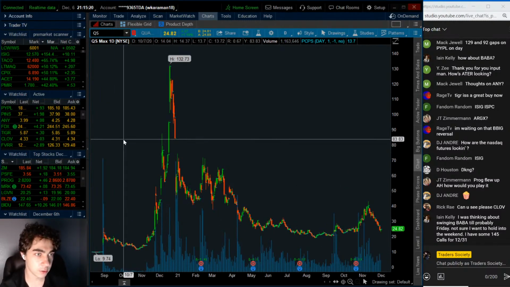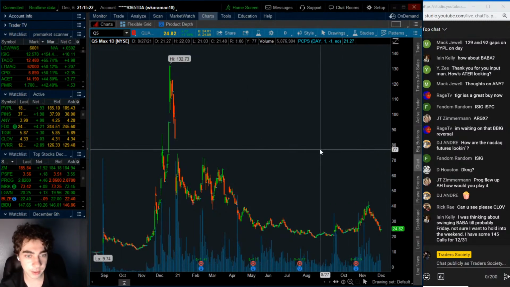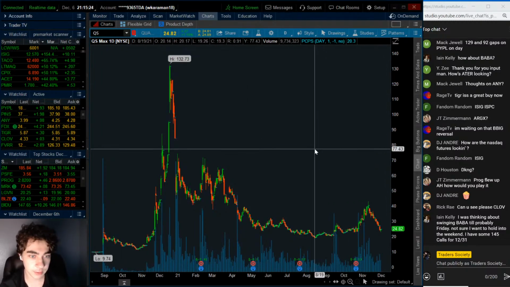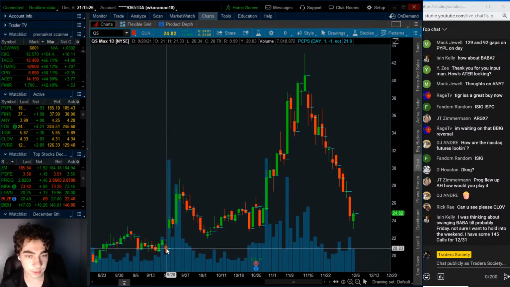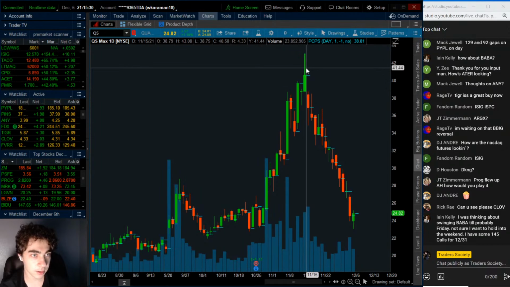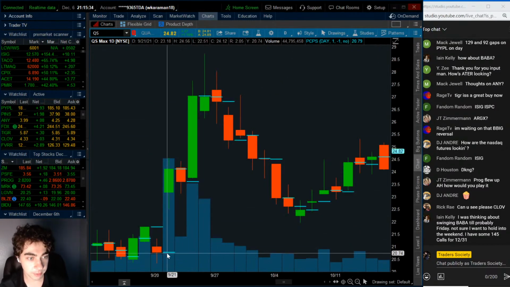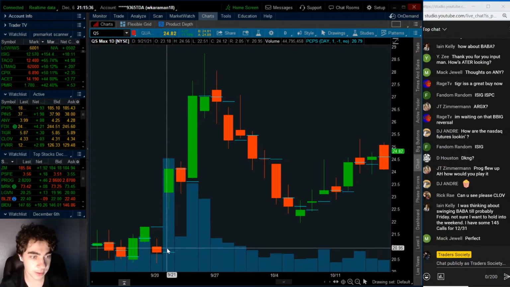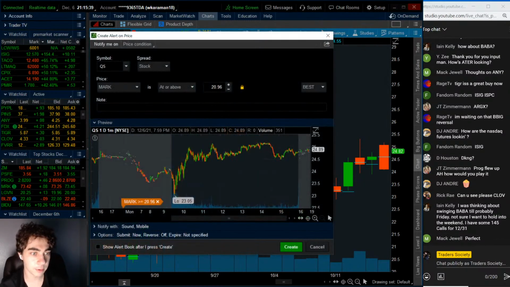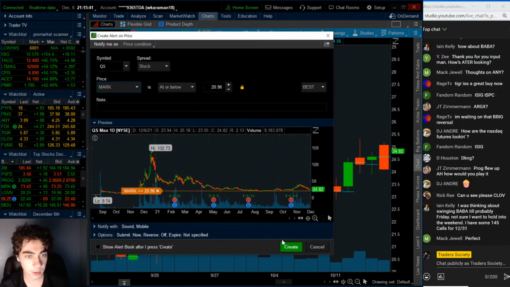I did want to mention QS. This recently had a very nice run with all the EV plays. This went from $20 a share fairly quickly to $43 a share. We are now approaching that gap fill level. There's a gap to fill at 20.79. It's a key oversold level with huge upside potential.